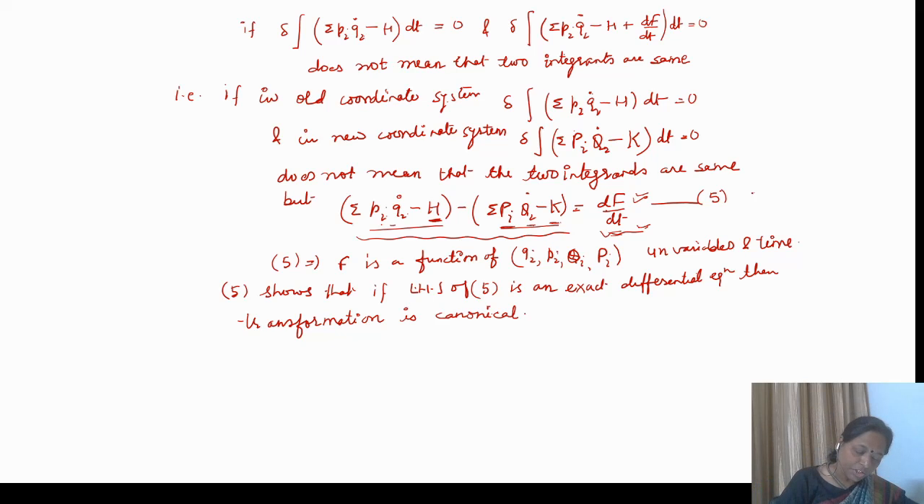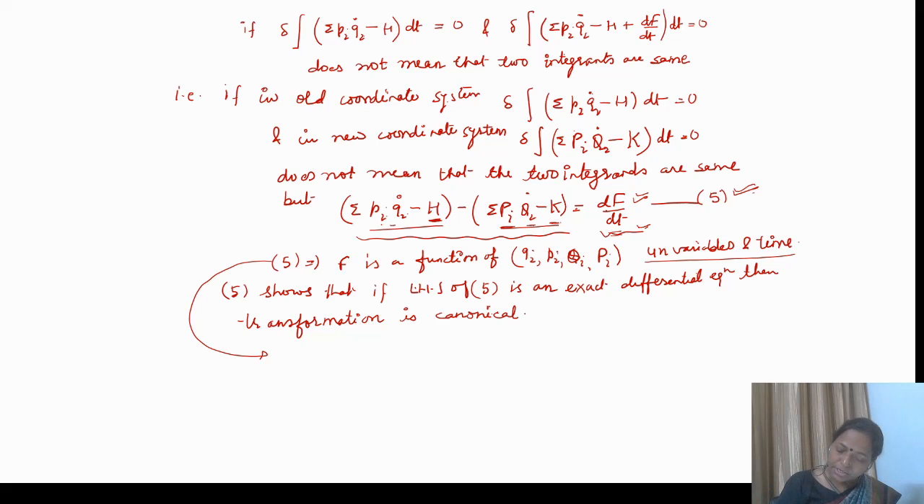So it is the condition. 5 is the condition for a transformation to be canonical. Now you see this f is a function of 4n plus 1 variables. 4n are the variables in which there are old generalized coordinate, old momentum, new generalized coordinate, new momentum, and then time. But you know that these old and new coordinates are related to each other.